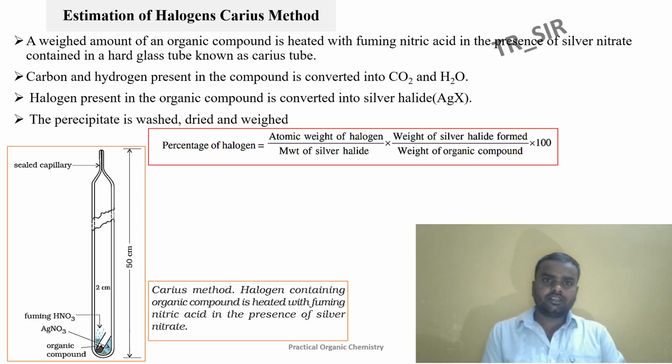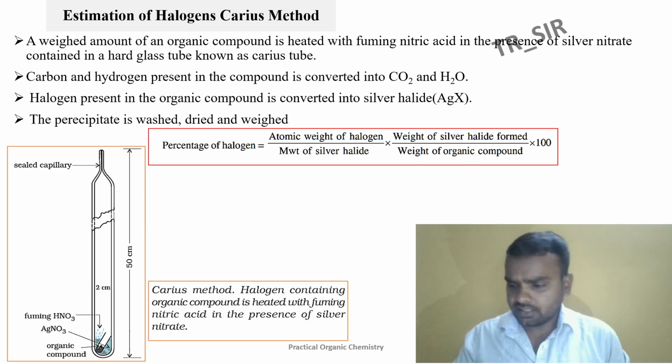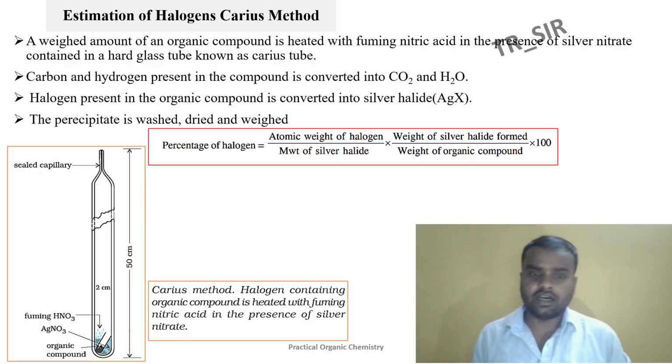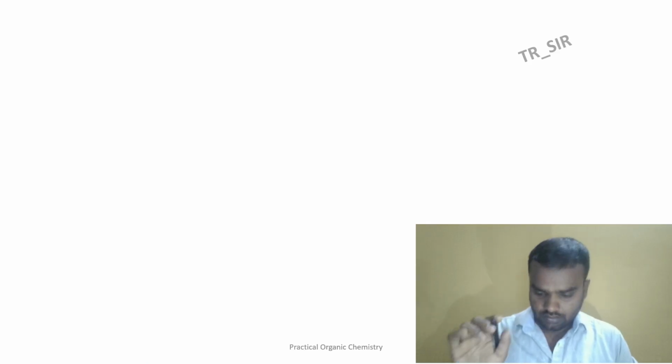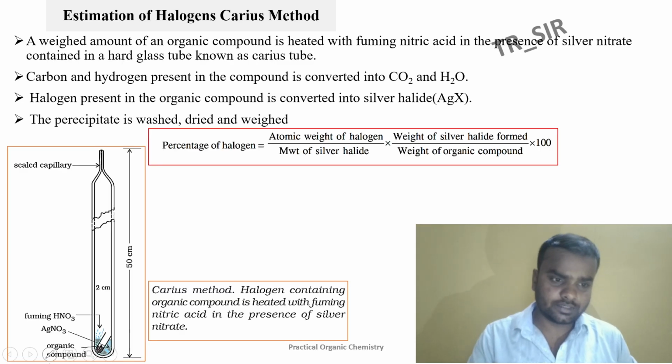Next, what happened? Carius method. Estimation of halogen by Carius method. So in this case, we'll try to find out how we can find out the percentage of halogens, right? First, we'll see the process, how it takes place.